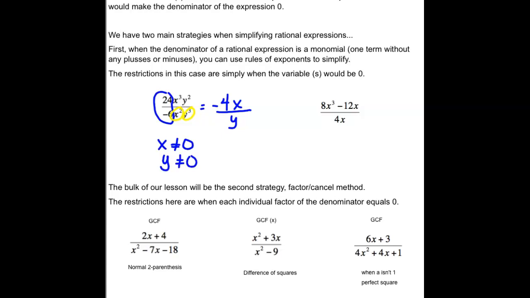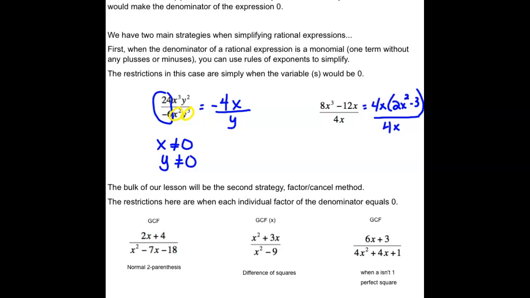For the next one, we don't have a monomial on top. We can factor that. Looking for a GCF, we could pull out a 4x. What would be left on top would be a 2x squared minus a 3. And now when we look at what we can reduce out, there's a 4x both in the numerator and the denominator that we can divide out. So our simplified answer for this is just 2x squared minus 3.